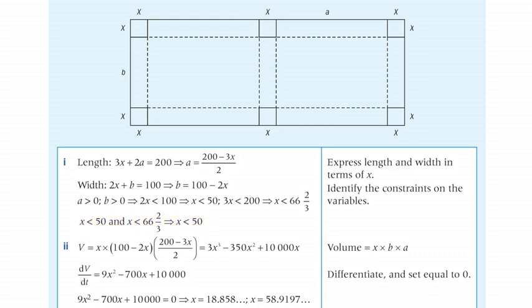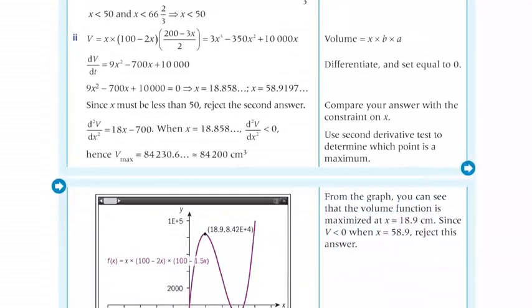Finding the constraint on the variable x is very important to assess the validity of your final answer later. In part II of this question, you now find the size of squares you should cut out to maximize the volume of the box and the maximum volume of the box. The volume of a cuboid is length multiplied by width multiplied by depth, so substitute the expressions for length, width and depth in the volume formula and simplify.